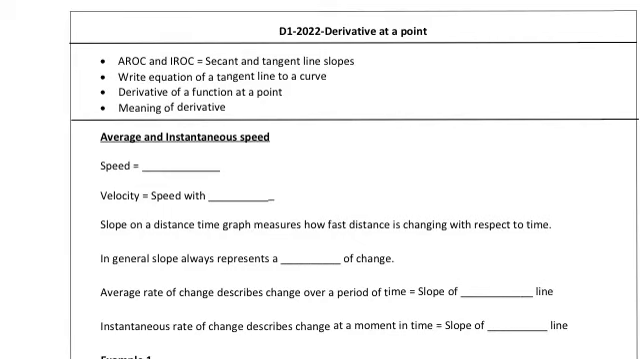Hello, everyone. We are moving into our second unit here, which is about the derivative. And so this is lesson D1, D4, derivative. So we're going to start here by reviewing average and instantaneous speed.